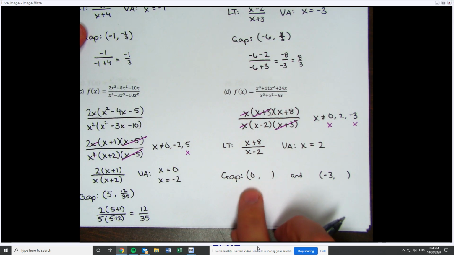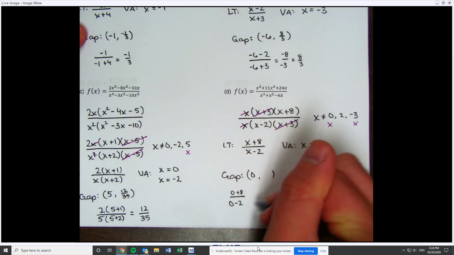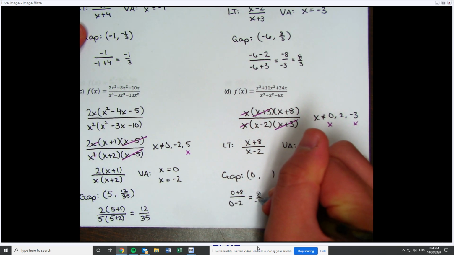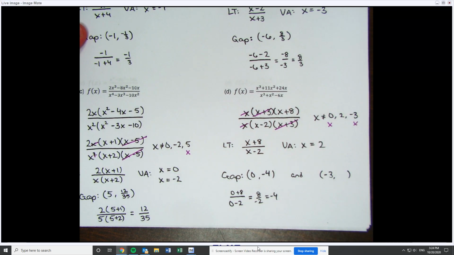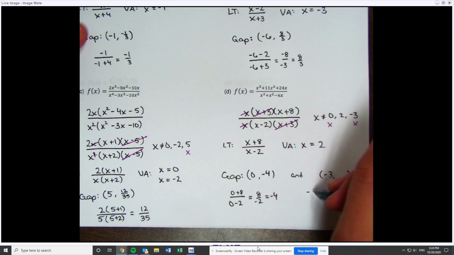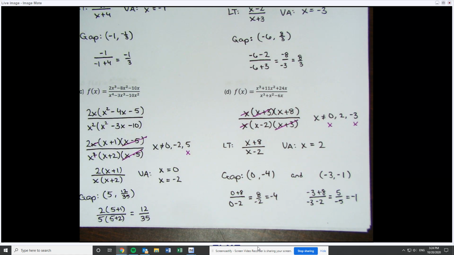Okay, figuring out the y value that goes with it, I have 0 plus 8. When I plug it into the lowest terms, 0 minus 2, 8 over -2 gives me -4. Got it. Now over here, I have -3 plus 8, and then -3 minus 2. When I substitute it in, that's going to give me 5 over -5, which is -1. Perfect. There were 2 gaps on that one. So when I graph this, I will have 2 little open circles and then 1 asymptote. And that's all you need for gaps.